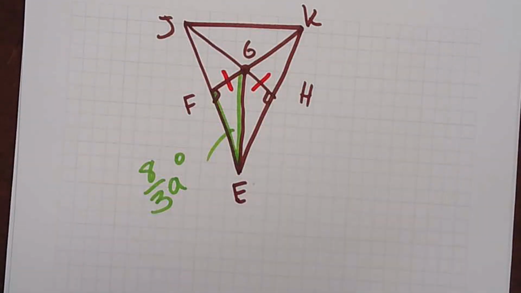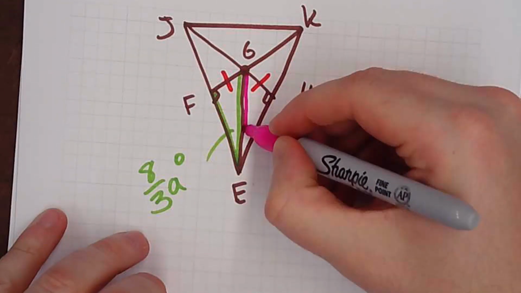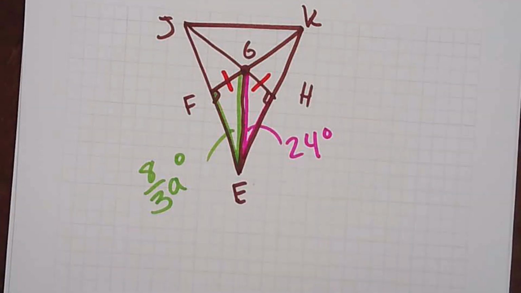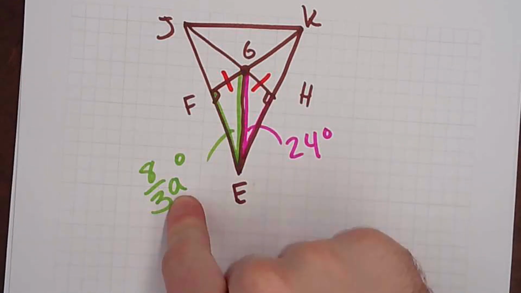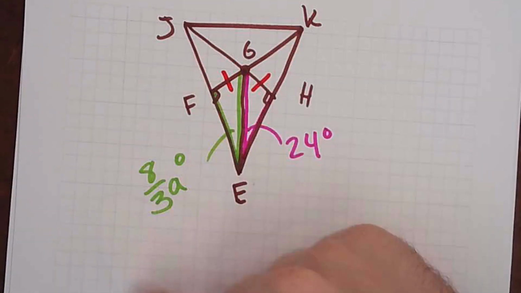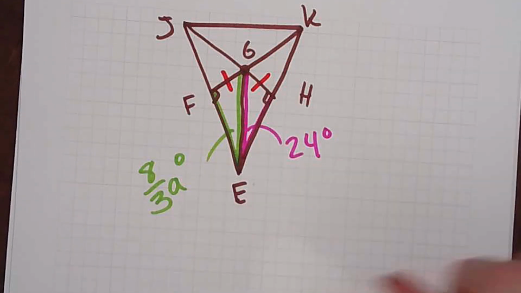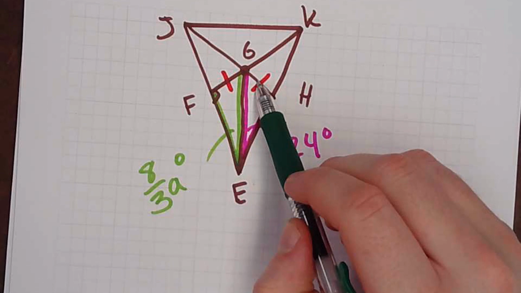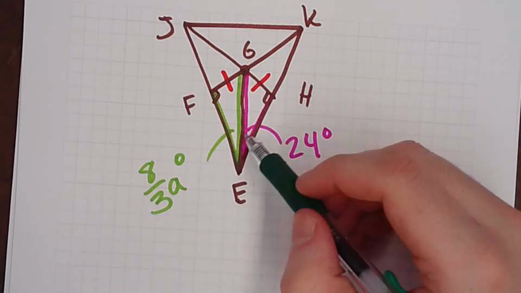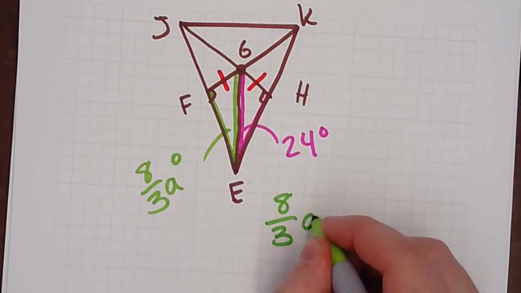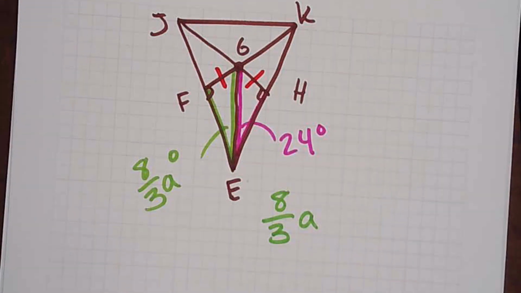This angle right here, let's do it in pink. GEH, this angle right here, is 24 degrees. And they want us to find the measure of A, so they want us to find this value right here. Not any angle or segment on here. It's just what is that variable. So we're just solving for that variable. Well, we know that since these two are equal, this is an angle bisector. And so these two angles are equal. If those two angles are equal, write that. This angle, 8/3 A, should be equal to the other one, which is 24.